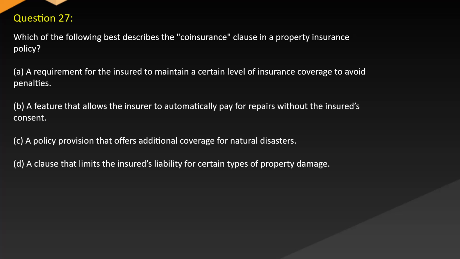Question 27. Which of the following best describes the coinsurance clause in a property insurance policy? A. A requirement for the insured to maintain a certain level of insurance coverage to avoid penalties. B. A feature that allows the insurer to automatically pay for repairs without the insured's consent. C. A policy provision that offers additional coverage for natural disasters. D. A clause that limits the insured's liability for certain types of property damage.